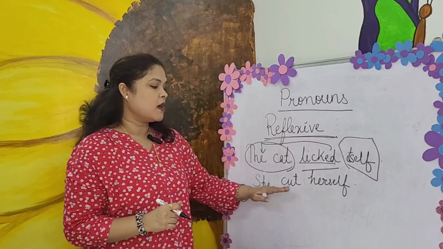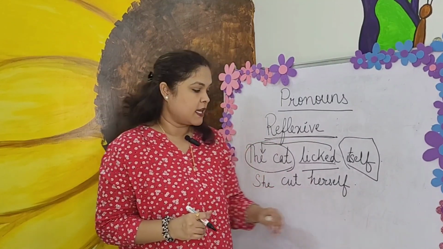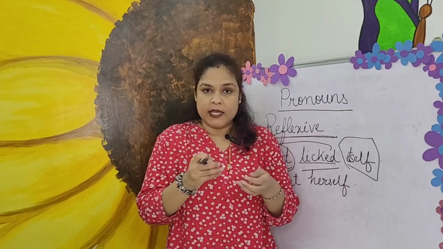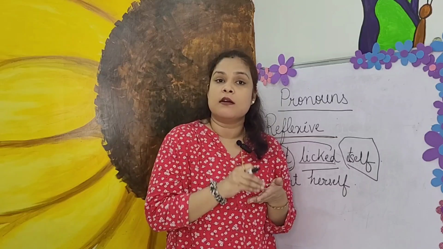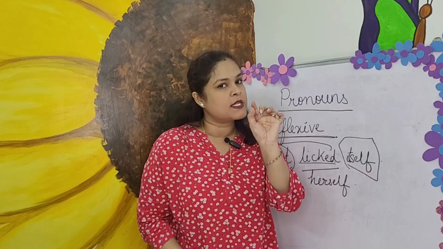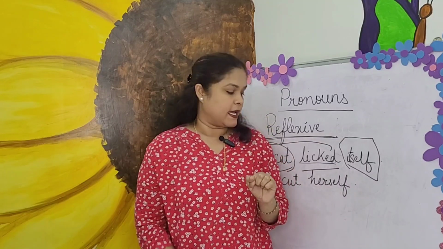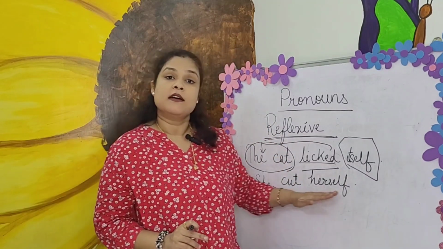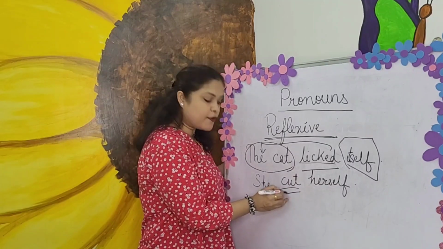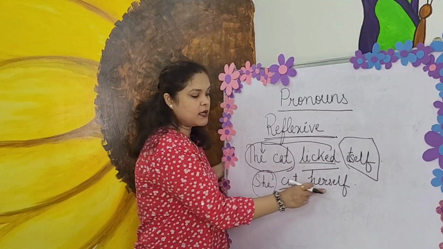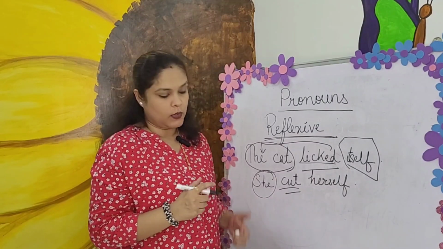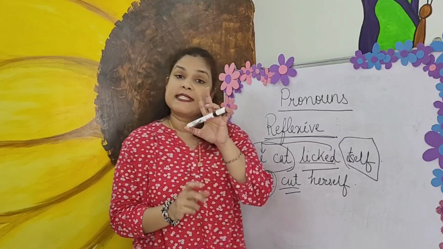She cut herself. She was doing something and she got a cut. So she was doing something and the cut was inflicted on her by herself. You know, उसके खुद की वजह से उसे वो cut लग गया या वो चोट लग गई. So when I say she cut herself, it means the action of cutting was performed by the subject on itself or for itself.